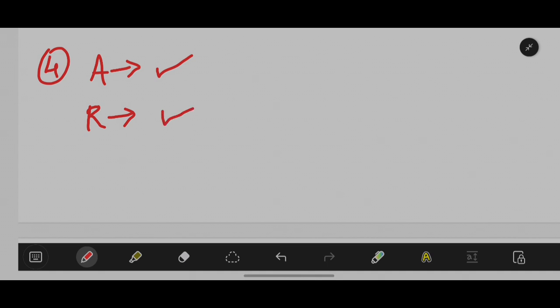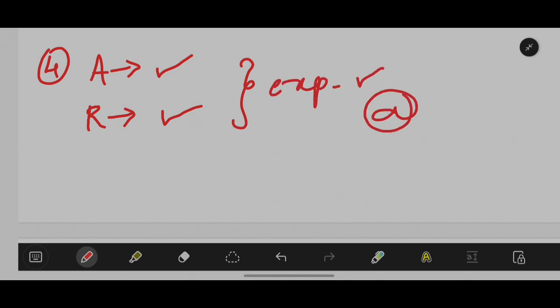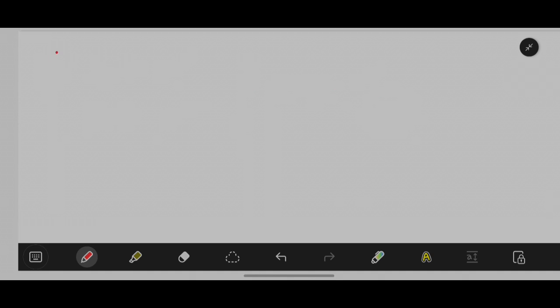Yes, that is also correct. So both A and R are true, and the explanation for this also is true. So option A, both A and R are correct, and R is the correct explanation of A. Next question. Question number 5.